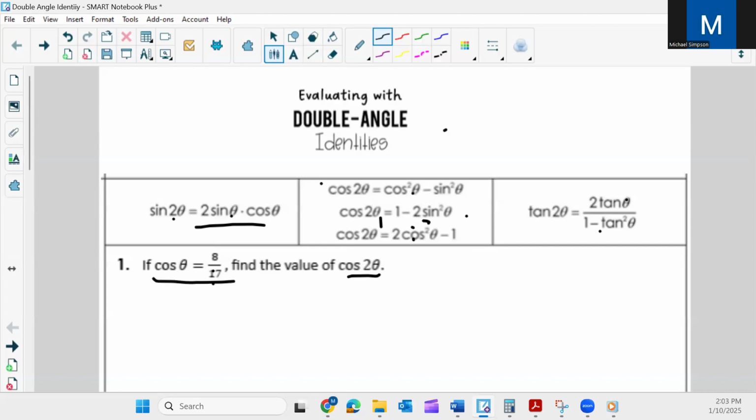I could use the second one here, but I would need sine, right? Sine is not given. See that? To find sine theta, you would have to do the right triangle thing. That's my angle. Cosine is adjacent over hypotenuse. You've got to find this side with the Pythagorean theorem. And once you get this number, sine will be this side over hypotenuse. That's how you'd use the second one. But you're given cosine, therefore I'm going to use the third one.